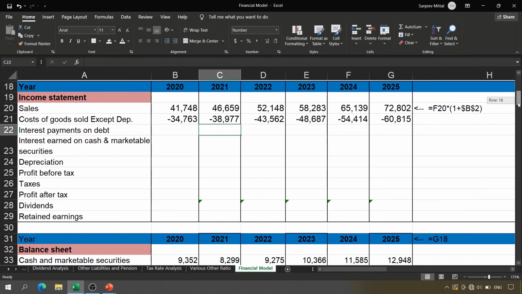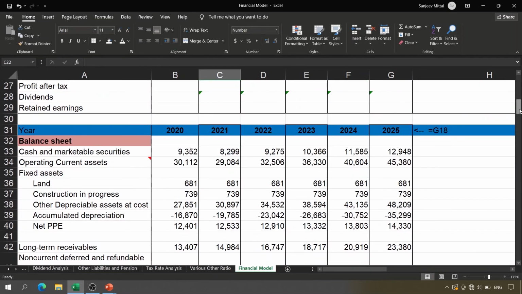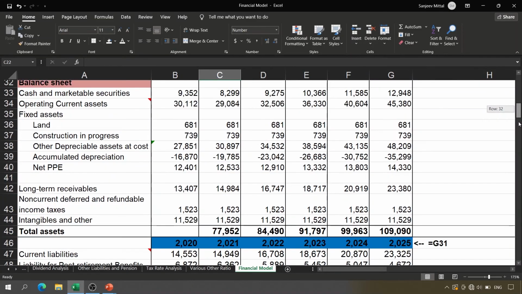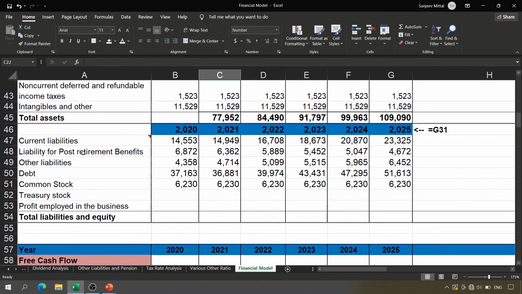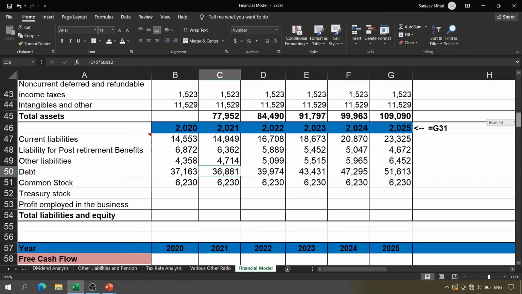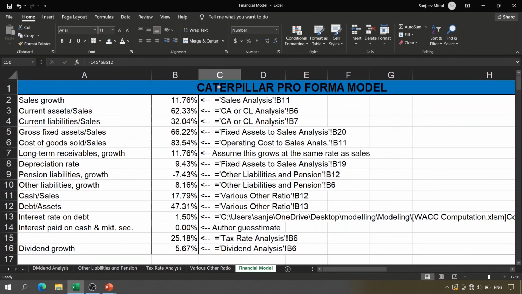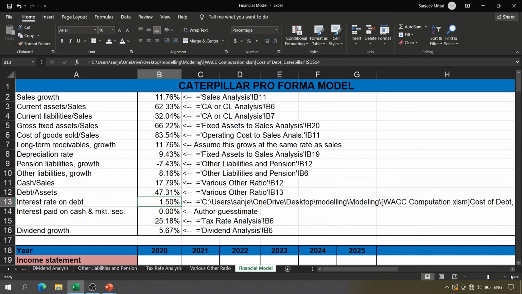Now, for the year 2021, we have already calculated our total debt amount. So we shall go to our total debt amount. As you can see, this is a total debt of 36,881 for the year 2021 and so on for all the 5 years of our projection. This debt includes both the short-term and the long-term debt as we have computed it earlier. Also, we have calculated our interest rate on debt as 1.5% from our previous sessions, as you remember.